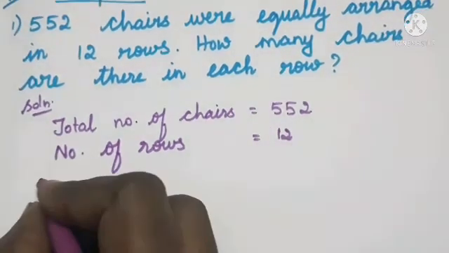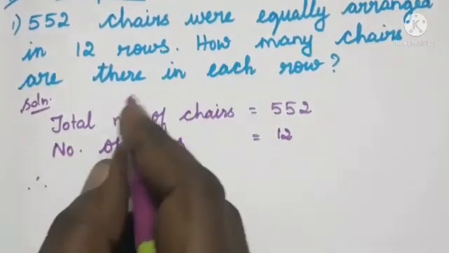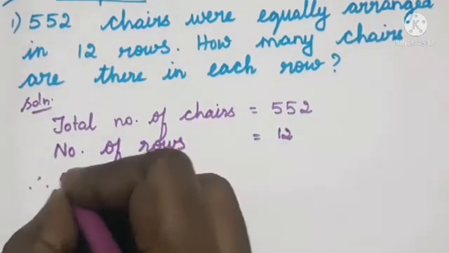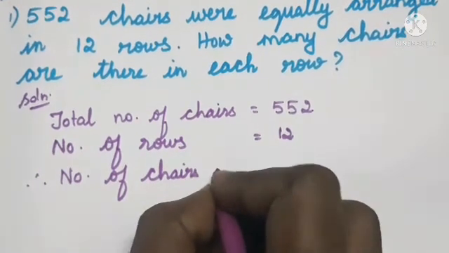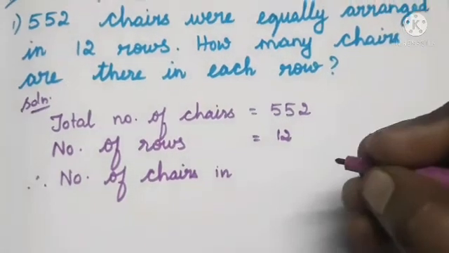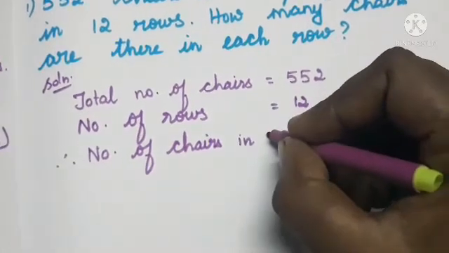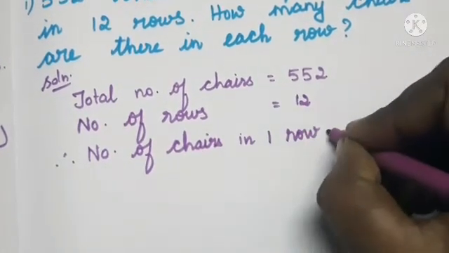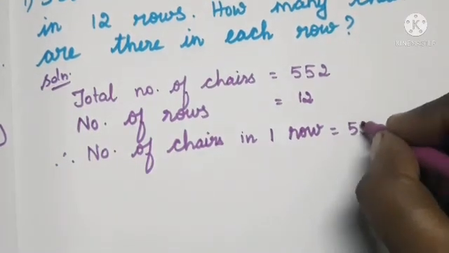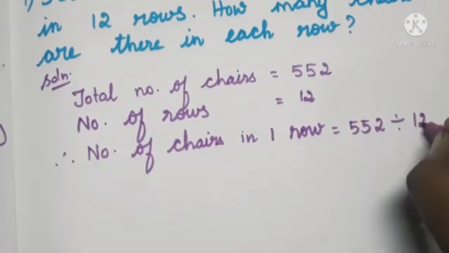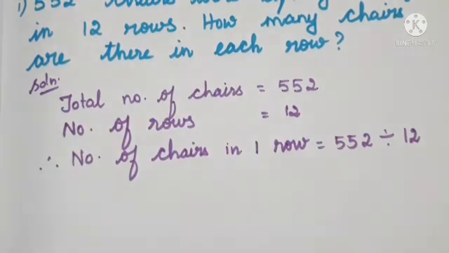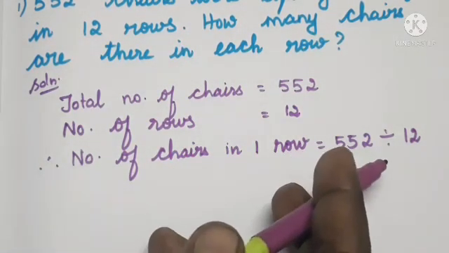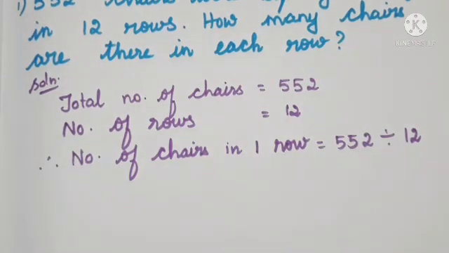Next, what did they ask to find out? They asked how many chairs are there in each row. So we can write, therefore, number of chairs in 1 row is equal to 552 divided by 12. By dividing 552 by 12 we are able to find out how many chairs are there in one row. So we can do the division.